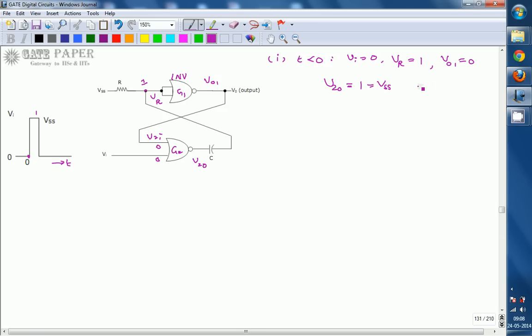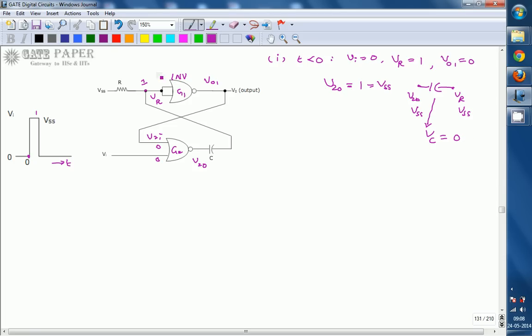V2O will be 1, which implies the voltage across this is VSS. For the capacitor, this is the V2O you are getting, and on the other side it is VR. Both are at voltage VSS, that is, both are at logic 1. So both sides of the capacitor have the same voltage. That implies the voltage difference across the capacitor, VC, is equal to 0. So the voltage drop across the capacitor is 0 because both sides have the same voltage.